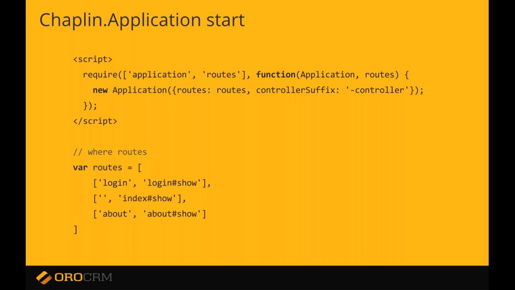And application accepts some other options. So besides routes, it may also accept some other options. Here you can see that we also supply a controller suffix. So the dispatcher will load a module with the name login controller in order to get the controller on the page.